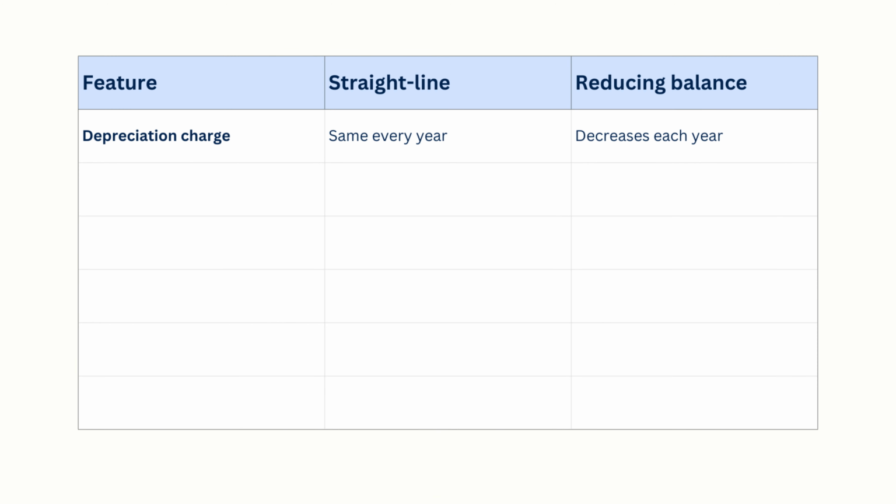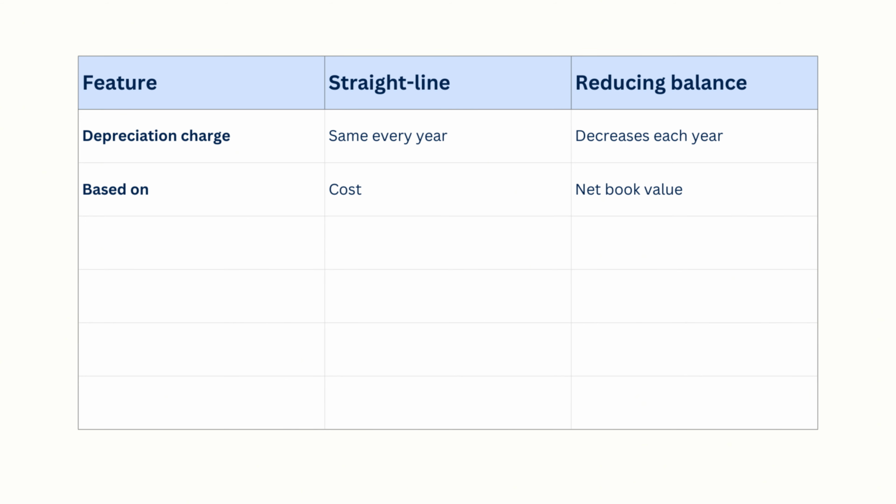Let's finish by clearly comparing the two depreciation methods we have studied. This table helps you decide which method is more appropriate, depending on how an asset is used. With straight-line depreciation, the charge is the same every year. With reducing balance depreciation, the charge gets smaller each year. This is because reducing balance uses a percentage of a reducing value.